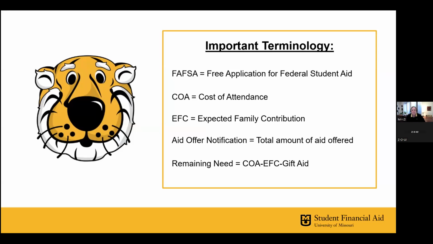And then remaining need, that's your COA minus your EFC minus your gift aid. We're going to show that on another slide, and we're going to talk about that in more detail, but we're going to talk about remaining need a lot. So we just wanted to throw that out there so you're familiar with that terminology right out of the gate. And as we go through it, we're going to continue to talk about what these things mean and provide more definitions for you.